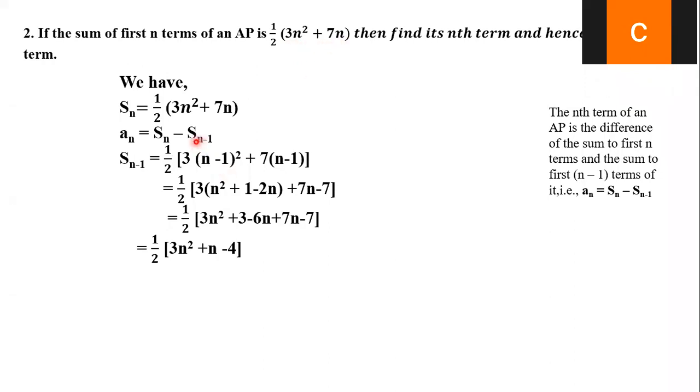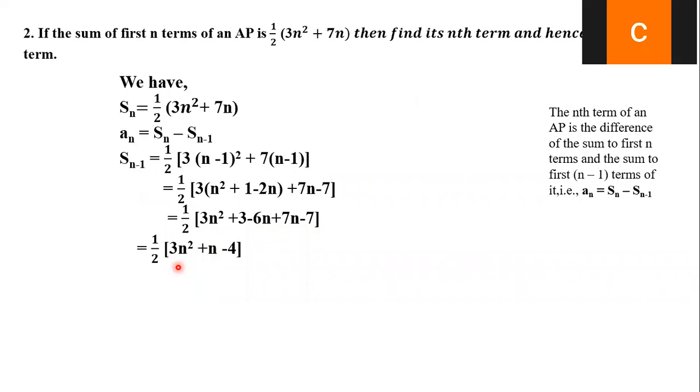Now I am going to apply Sn minus 1. In the place of n, I apply n minus 1. Am I clear? So here n minus 1 the whole square is applied: n square plus 1 minus 2n, plus 7 times n minus 1, that is 7n minus 7. Then after simplification, 3n square plus 3 minus 6n plus 7n minus 7. That is 3n square minus 6n plus 7n is plus n, plus 3 minus 7 is minus 4. So this is the answer I got for Sn minus 1, the sum of first n minus 1 terms.